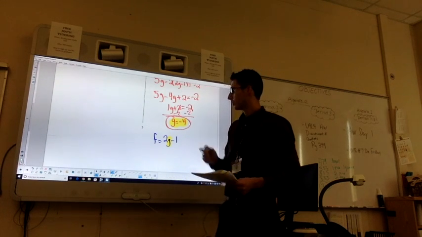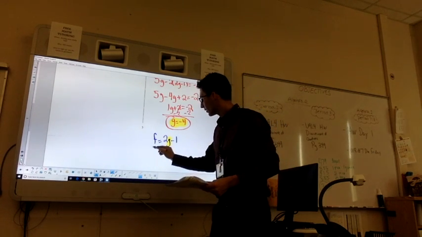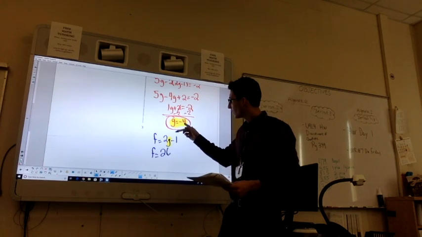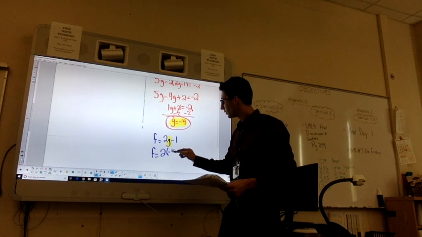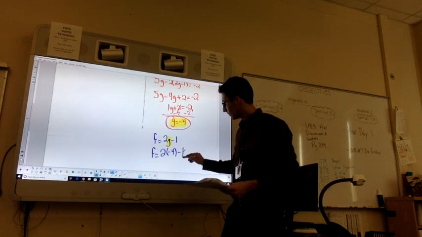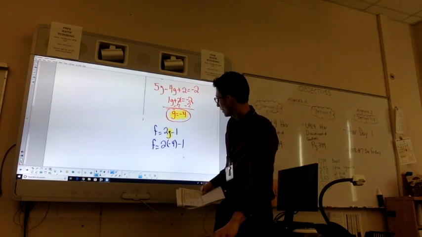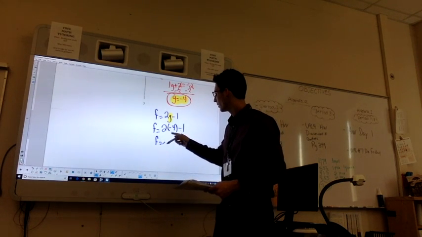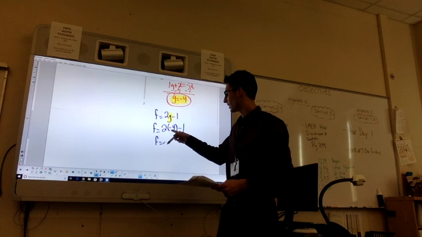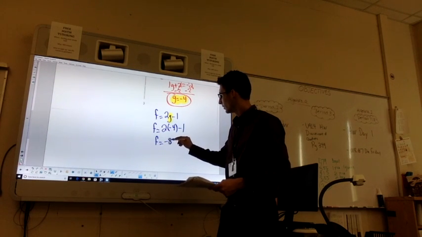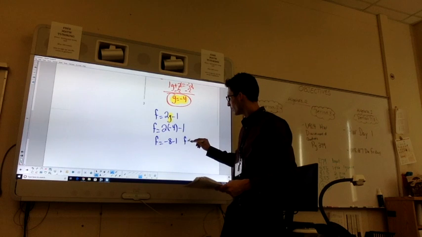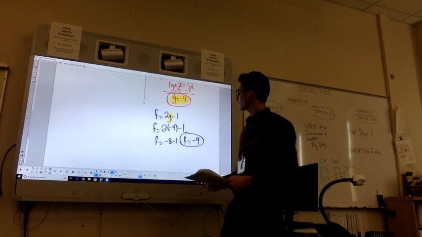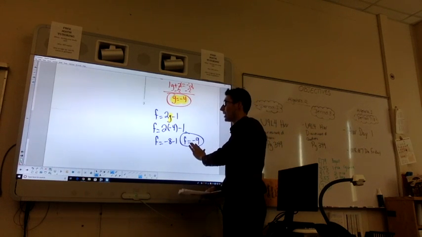So this is just like problem number 1. Now I'm going to have f equals 2 times negative 4 minus 1. Simplifying that, 2 times negative 4 is negative 8, minus 1. So f is negative 9. Okay, so I found g, I found f.